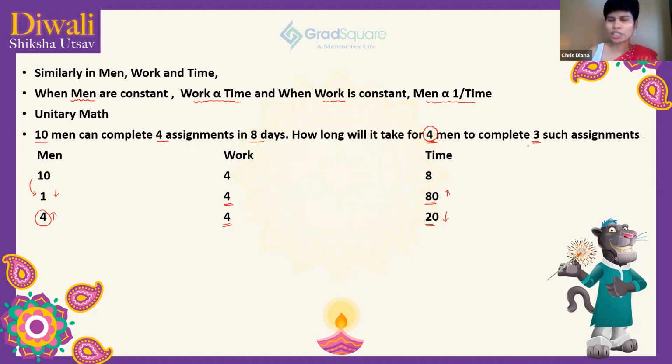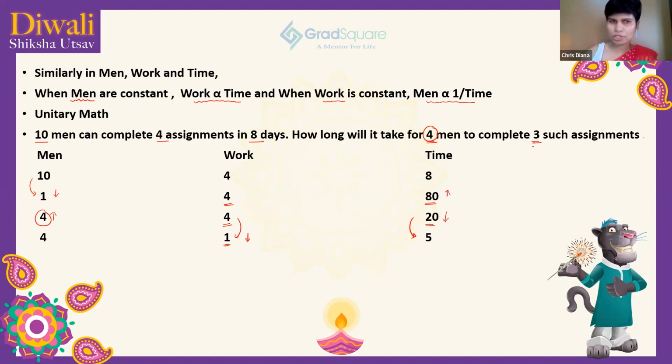Now I'll have to change the work. So let's go again with unitary maths here. Let's keep the men constant. If 4 men are there and the work to be done is 1, I have decreased the work. That means time taken is also going to decrease. So it has become 1/4. So this will also become 20 by 4, 5. So 4 men can complete 1 unit of job in 5 days.